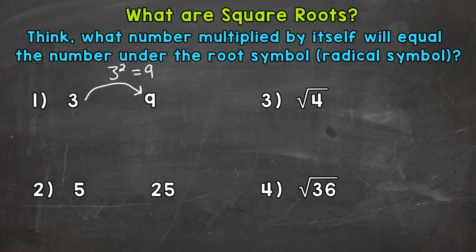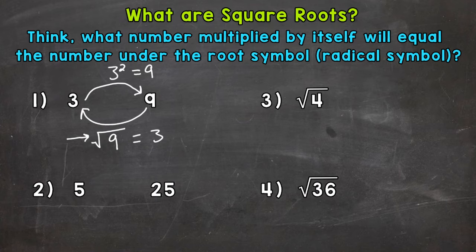3 squared equals 9. Now let's start with that 9 and do the opposite or inverse of squaring a number. And that's going to be taking the square root. So let's start with 9 and take the square root. So that's going to give us, well, the square root of 9. Let's think about what number multiplied by itself will equal the number under the square root symbol. This is the square root symbol there, also known as the root symbol or radical symbol. Well, we know 3 times 3 equals 9, so the square root of 9 is 3.